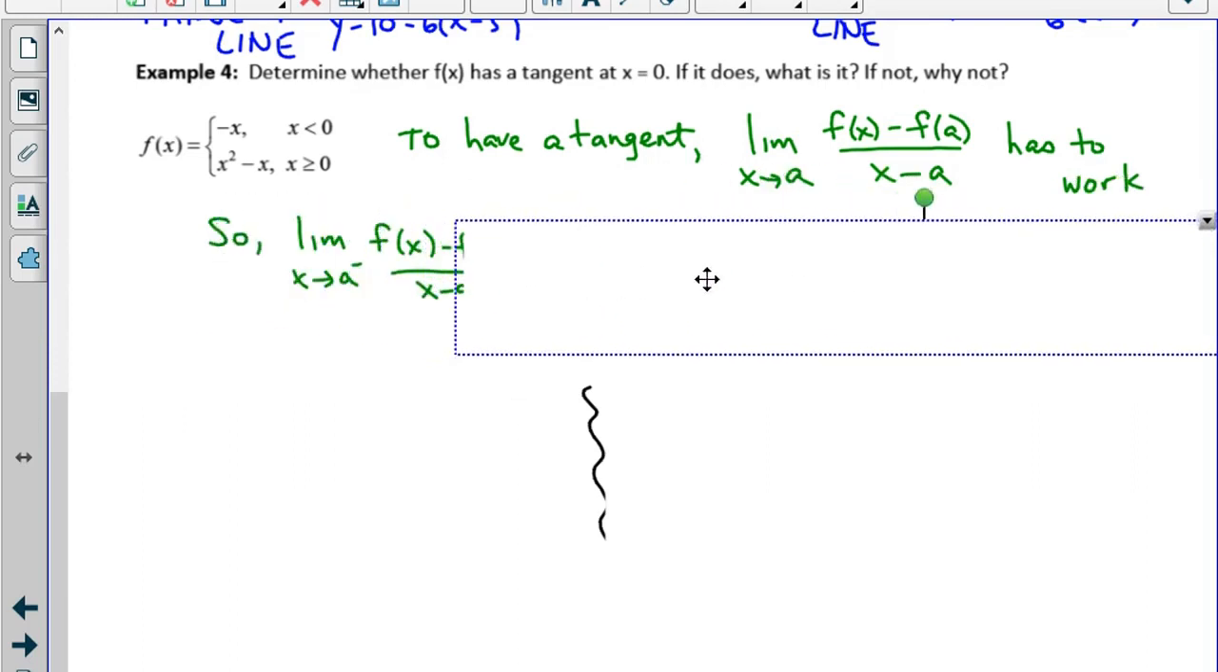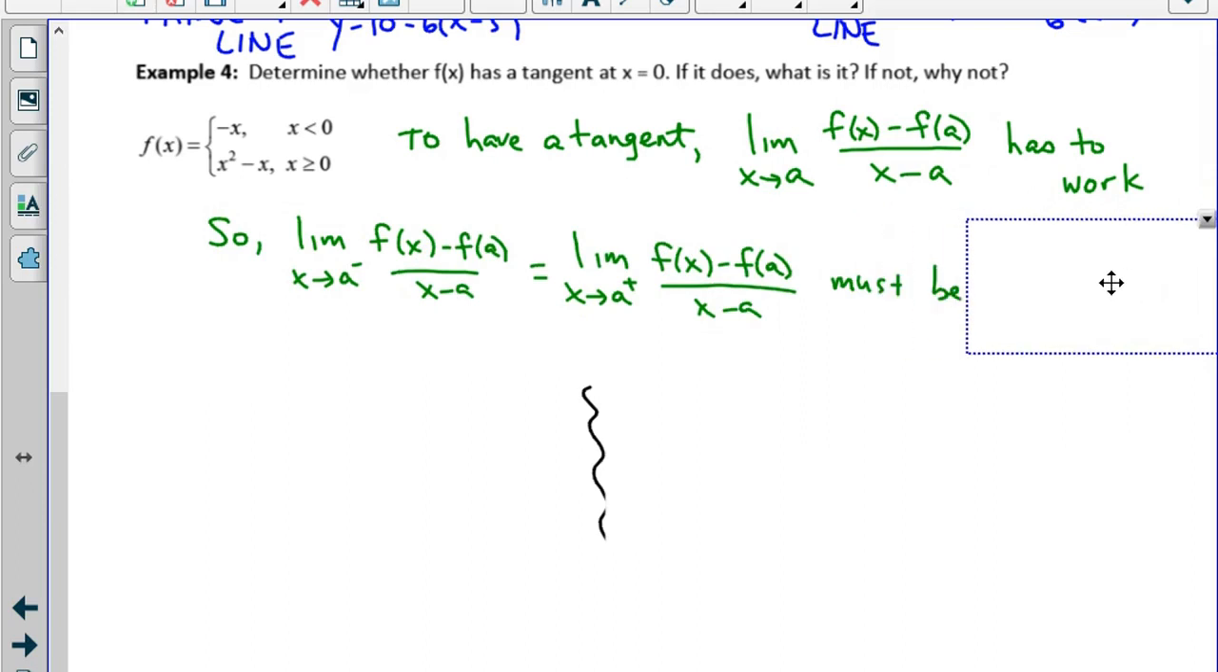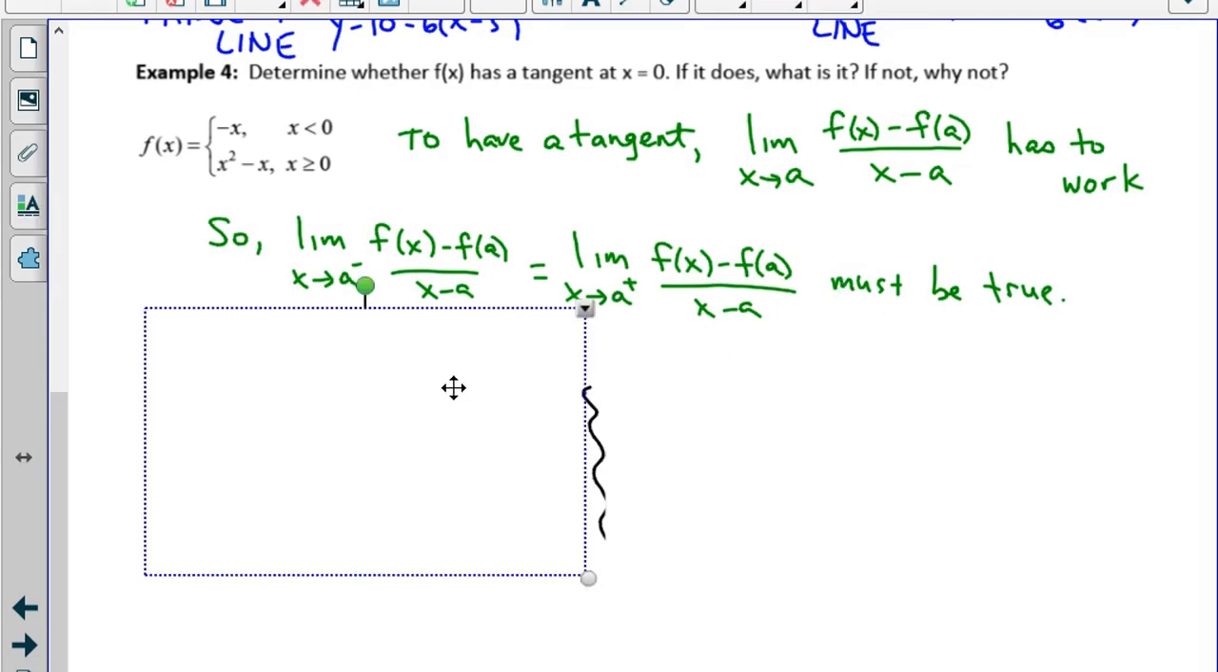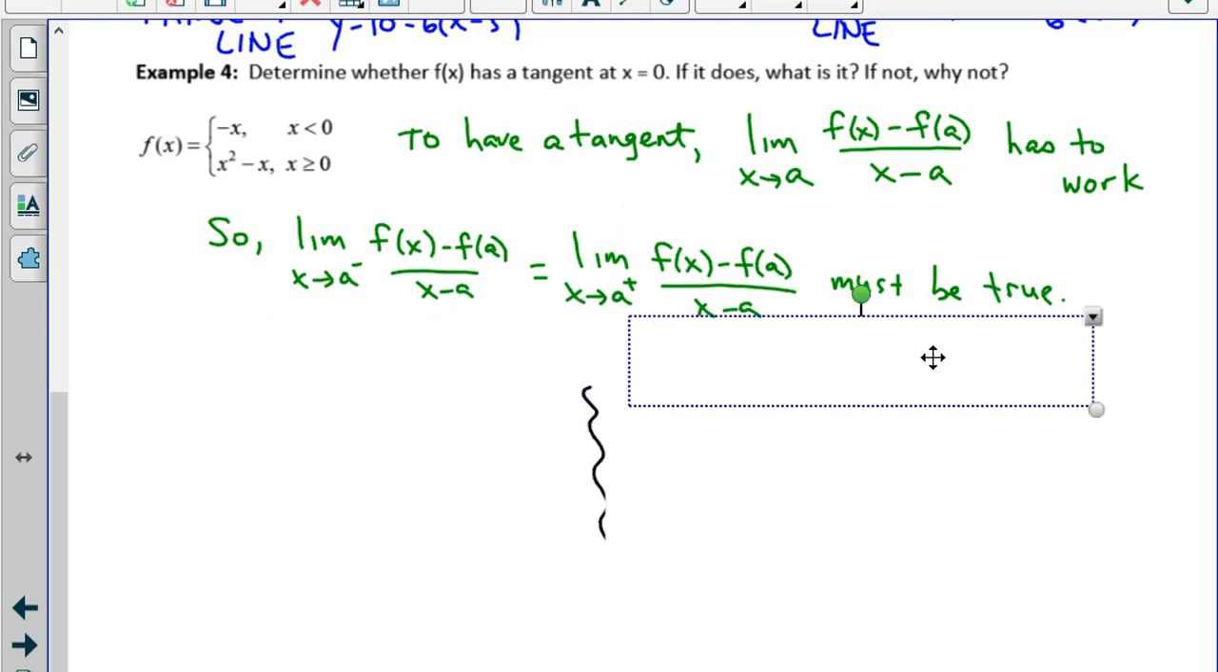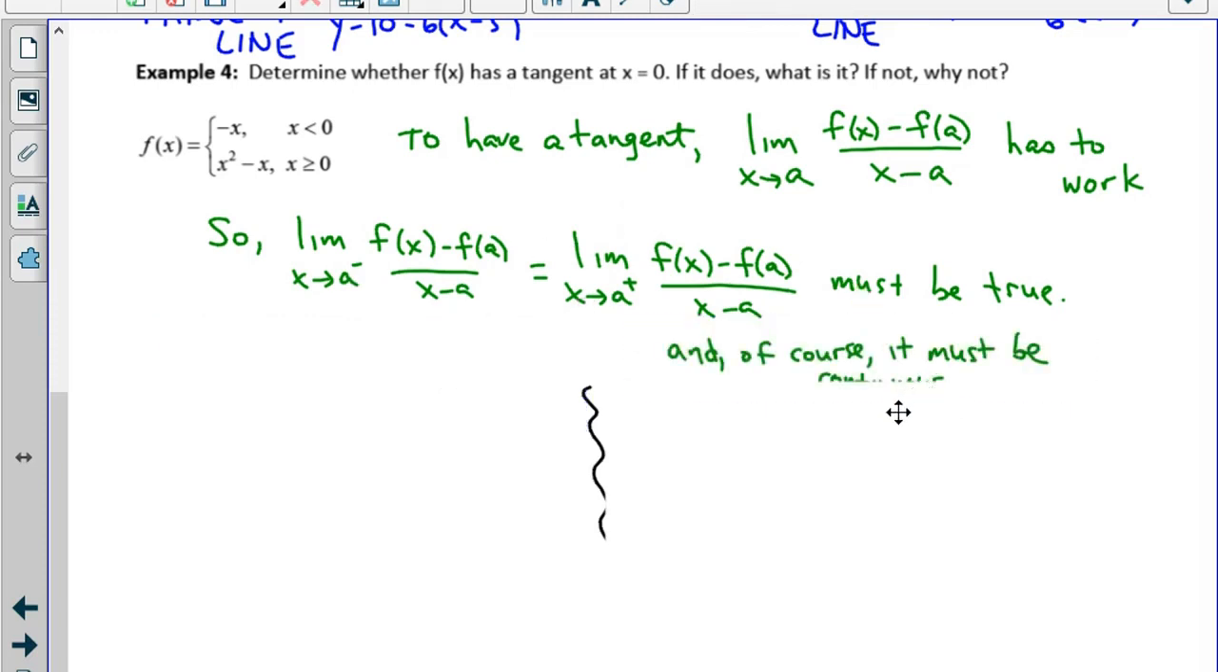So that means that the limit as x approaches a from the left must equal the limit as x approaches a from the right, because I know that's true about limits. If the limit exists, that means the limit has to exist and be equal from both the left and the right. So that's something to keep in mind. Also, it must be continuous. That means that the function must be continuous at that point, or else you clearly won't have a tangent line in that case.